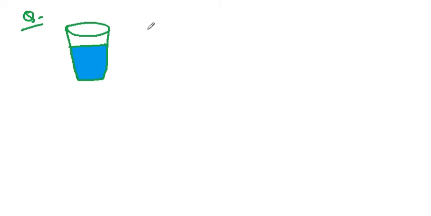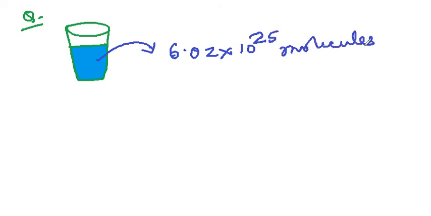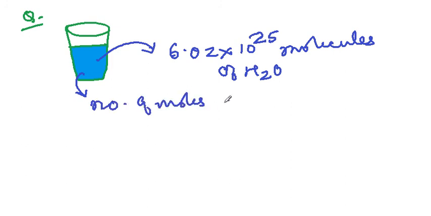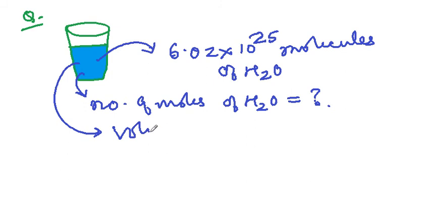Now if the glass of water has got 6.02 into 10 to the power of 25 molecules of water, if it contains this many molecules of water, then what is the number of moles of water in that particular glass? And what is the volume of water that you're going to drink? So this is the question that we have.